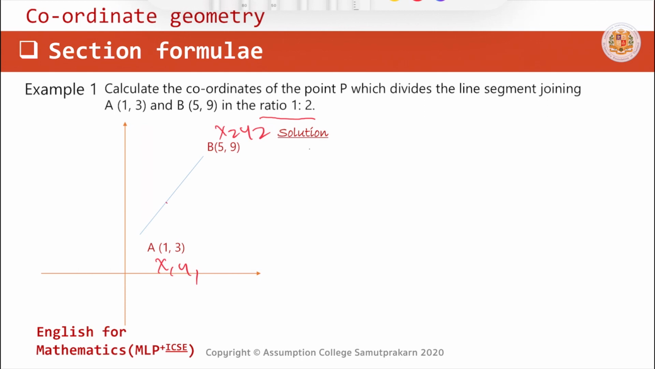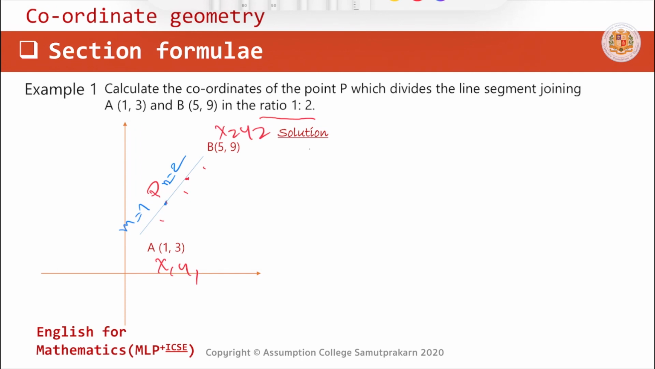So you're going to have to divide that into 3 equal parts. So this is one part, and that's another one part. So that point P would be here, and the ratio of m to n should be 1 to 2. So that means m equal to 1 and n equal to 2. And we're looking for the coordinate of point P here, right?